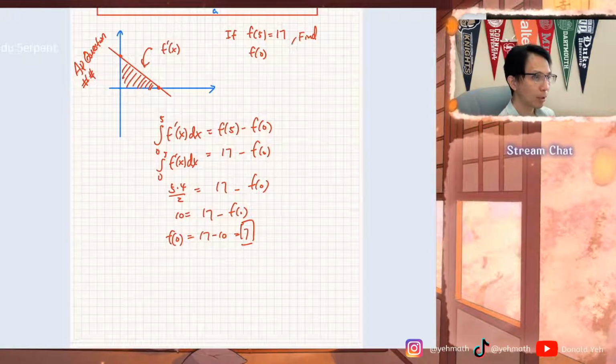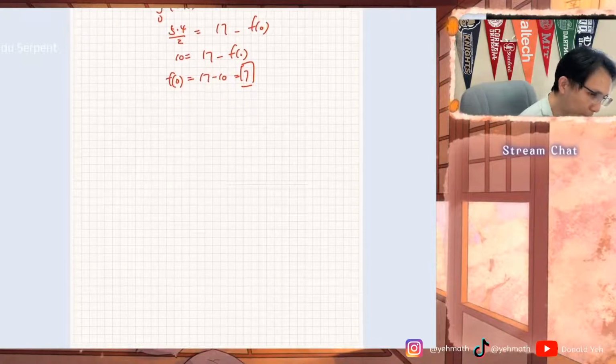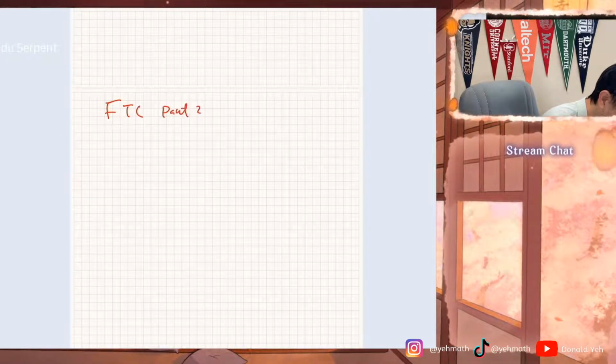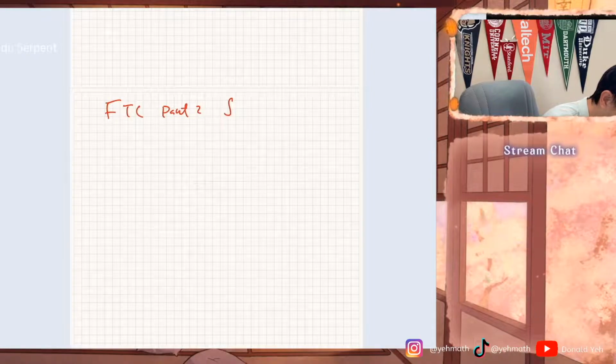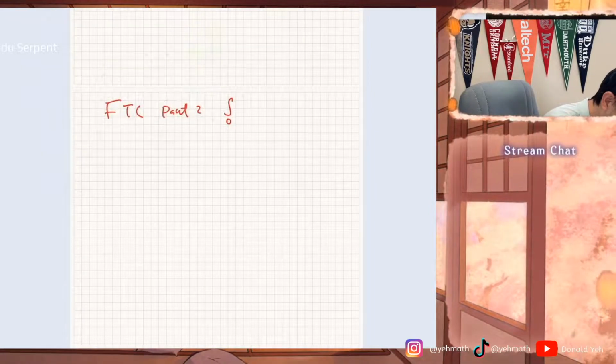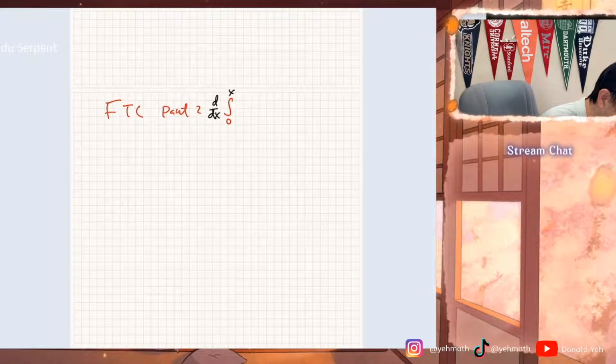Questions? So this is fundamental theorem of calculus 1. Now we're going to go to fundamental theorem of calculus 2. So FTC, right? And we talked about this last time. FTC part 2 is basically integration between 0 to x, and then d/dx. This is the only part that's different.